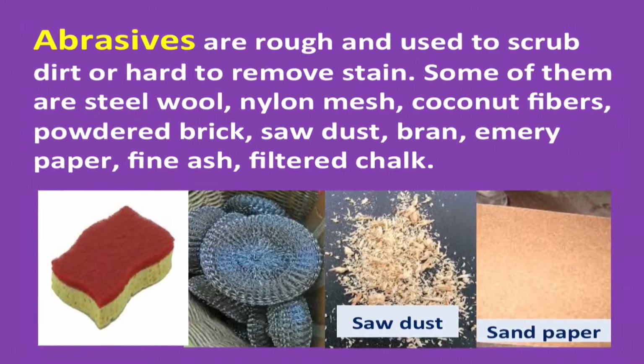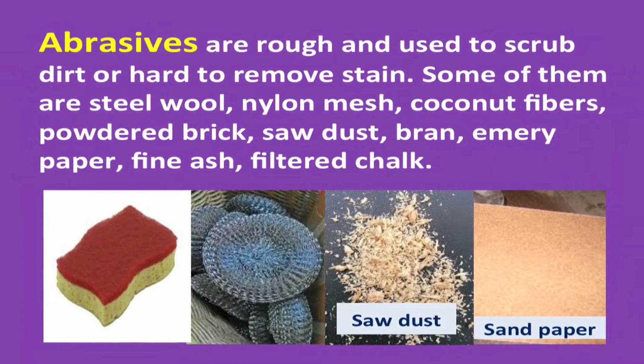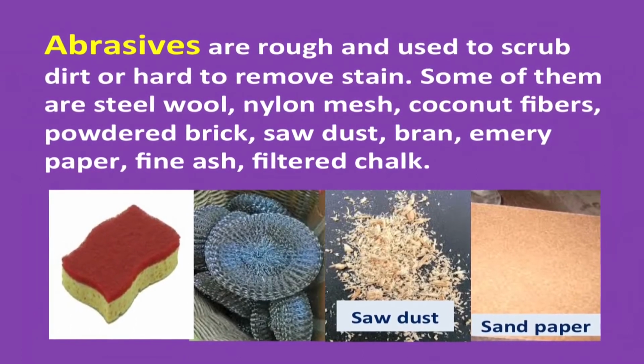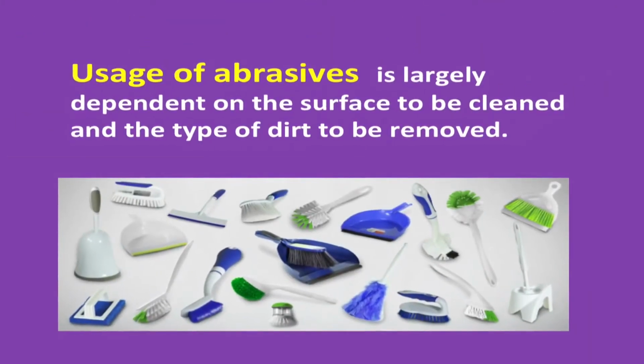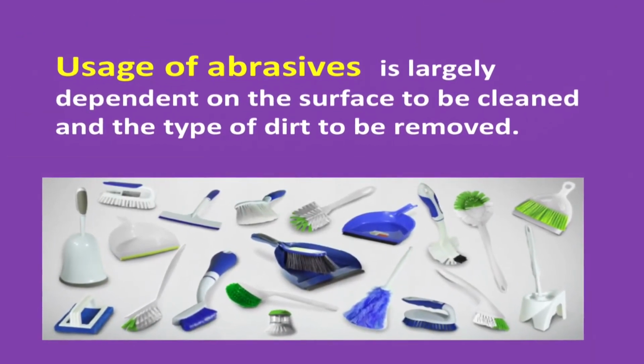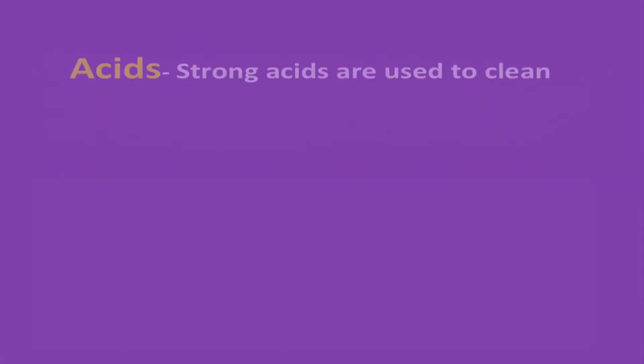Abrasives are sand, finely powdered brick, sawdust, wheat bran, emery paper, fine ash, filtered chalk, etc. Besides these, steel wool, nylon mesh, coconut fibers are also used to scrub dirt. Their use depends on the surface to be cleaned and the type of dirt to be removed.